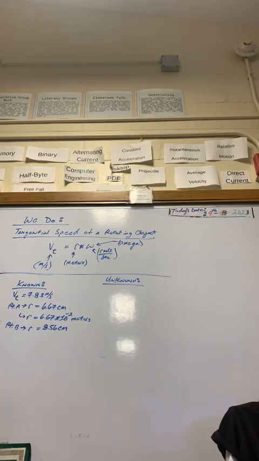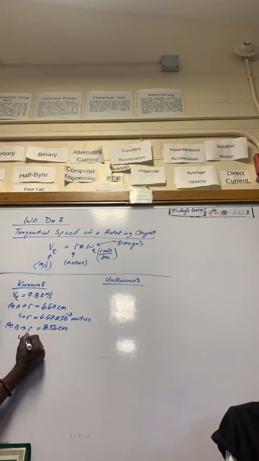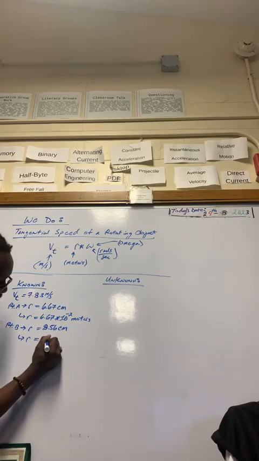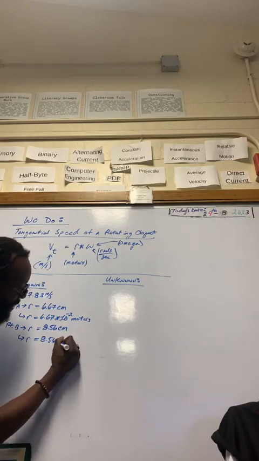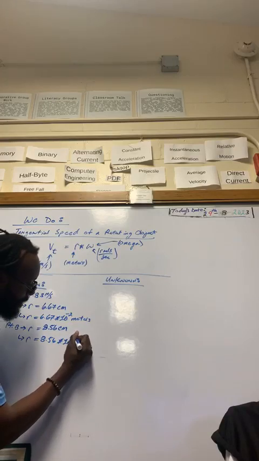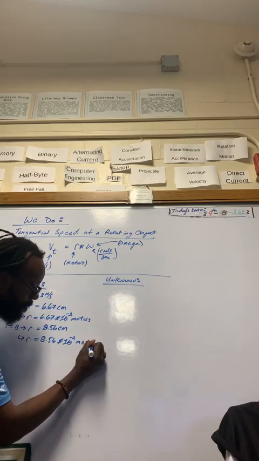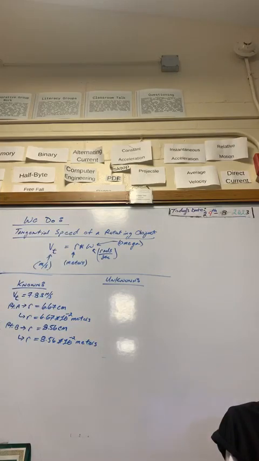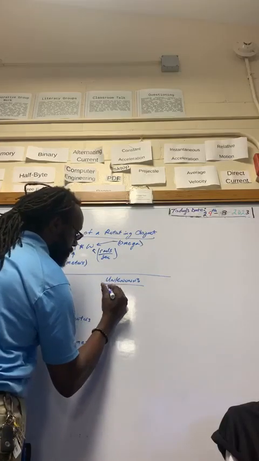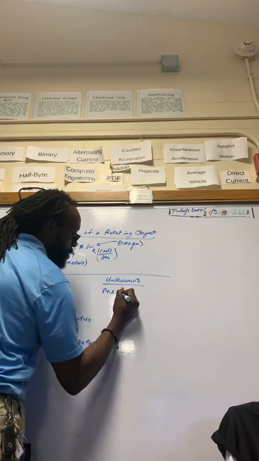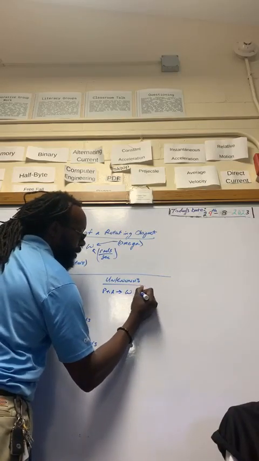So convert. R is equal to 8.56 times 10 raised to the negative 2 meters. Unknown. What's the question asking us, right? Well, we know we got to find omega.